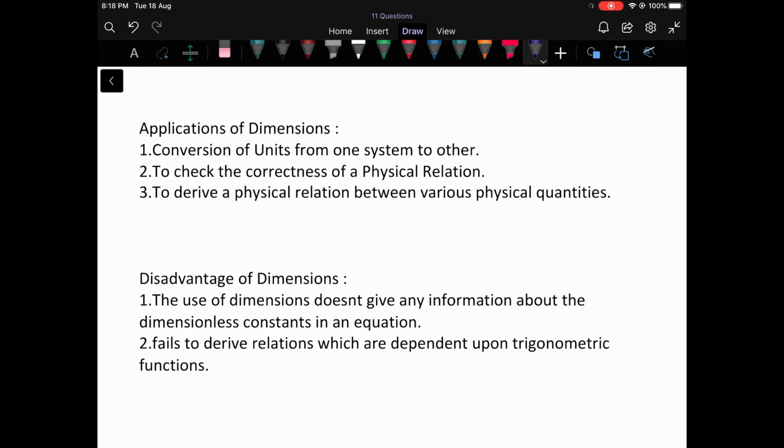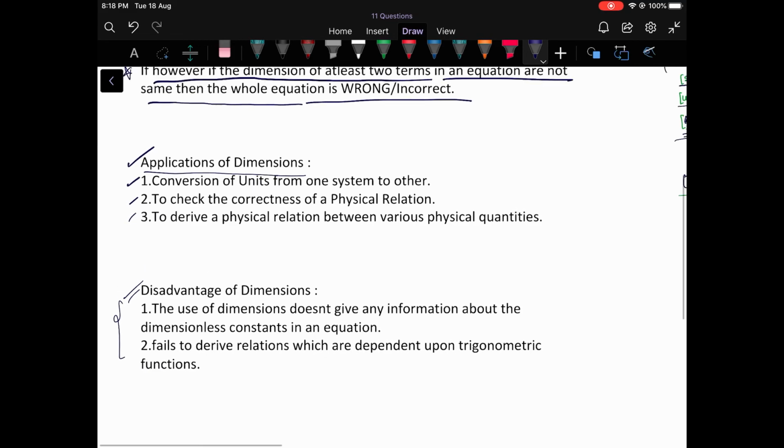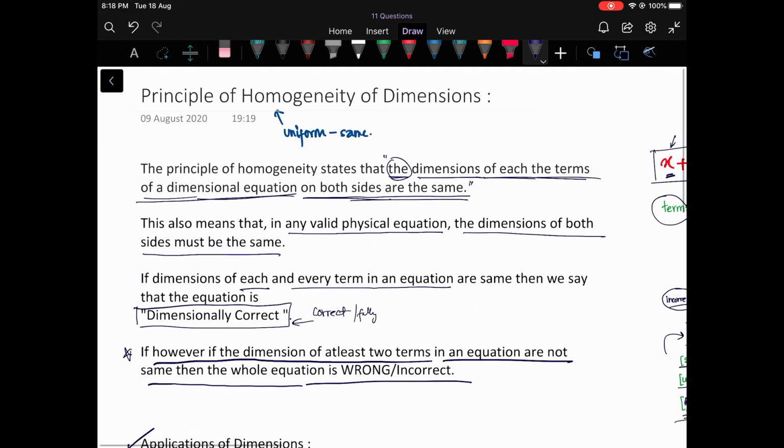Now you will see in the next video, we'll do applications of dimensions. We have 3 of them. That is for the next video. I'm not going to talk about that. And there are some disadvantages of dimensions. You can go through that, but let us go to some basic or simple questions that may be asked from your dimensions or principle of homogeneity of dimensions.